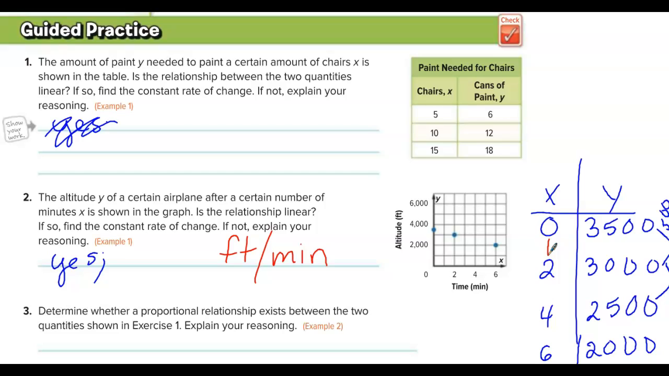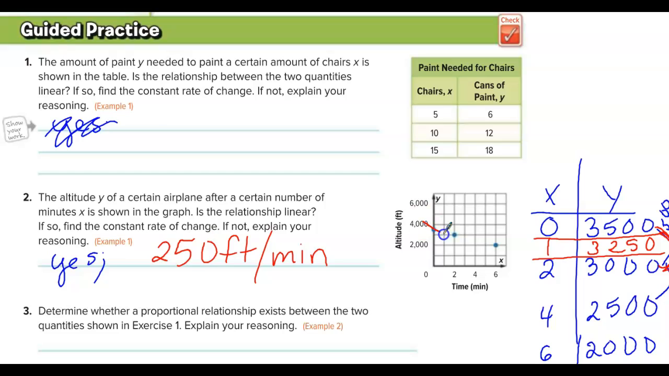So if I have 1 minute here, what's my difference between these two? 500. So what's in the middle here then? 250, right? So if this was 250, this would be 3,250. So then I'm going down by how many each minute? 250. Yep, 250.